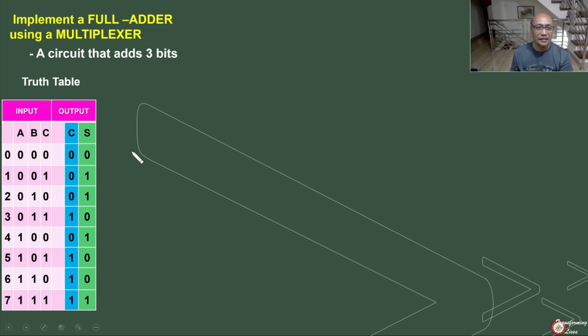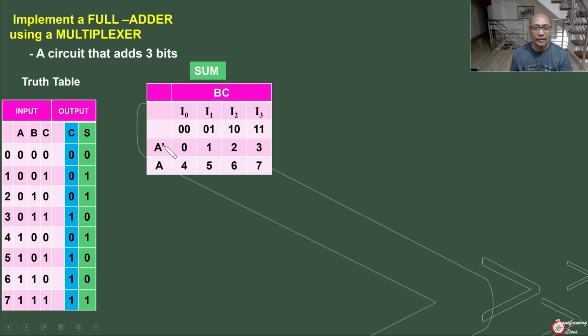So let's try to implement this using a multiplexer. In doing so, what multiplexer are we going to use? Since there are 3 inputs, minus 1 will be 2. 2 raised to 2 will be equal to 4. Therefore, we'll be needing a 4 by 1 multiplexer. So let's now have our table to extract the simplified equation for the implementation of the multiplexer.